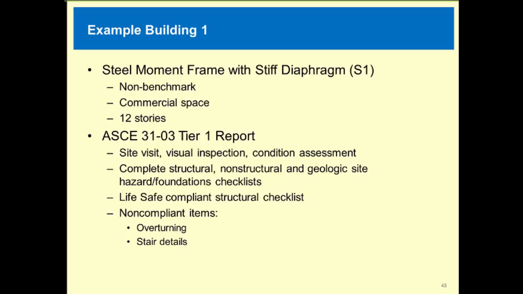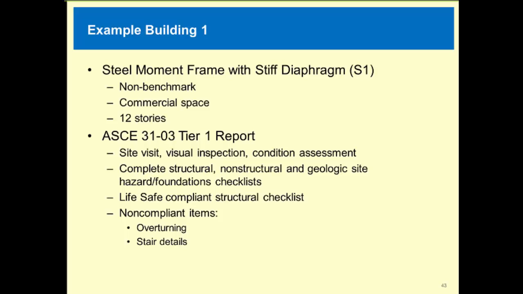We're fortunate to have an ASC 31 Tier 1 report. They did a site visit, visual inspection, condition assessment, so we've satisfied Part 1 from the EPRS. We're also very fortunate to have a complete structural, non-structural, and geologic site hazards / foundation checklist. That's probably going to be pretty rare. It's a big effort to go through all those checklists, but to give an example, we're going to say you actually have all the information.